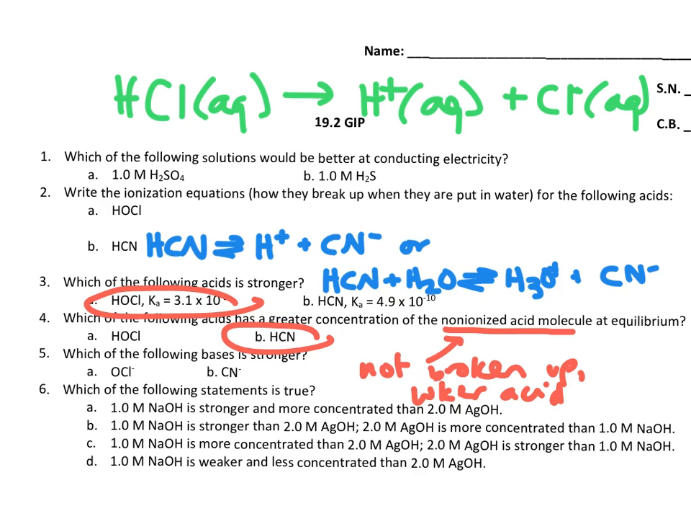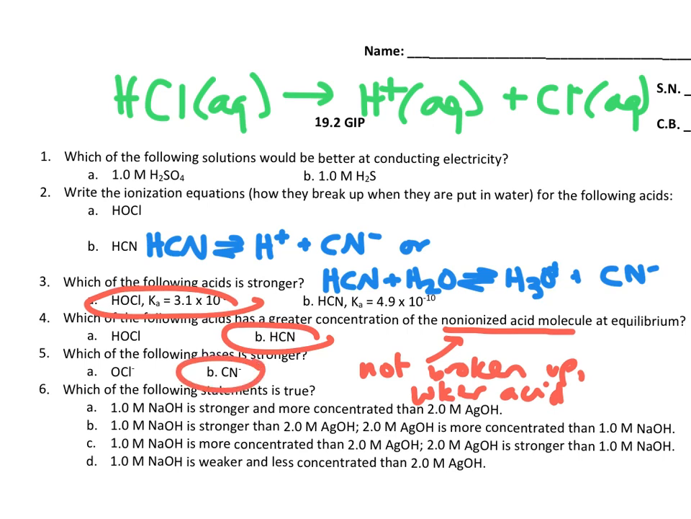Then the next question says, which of the following bases is stronger? Well, remember, a Bronsted-Lowry acid and its conjugate base have kind of an inverse relationship. The stronger the acid, the weaker the base. So if hypochlorous acid, or HOCl, is the stronger acid, then the base of HCN is going to be the stronger base.